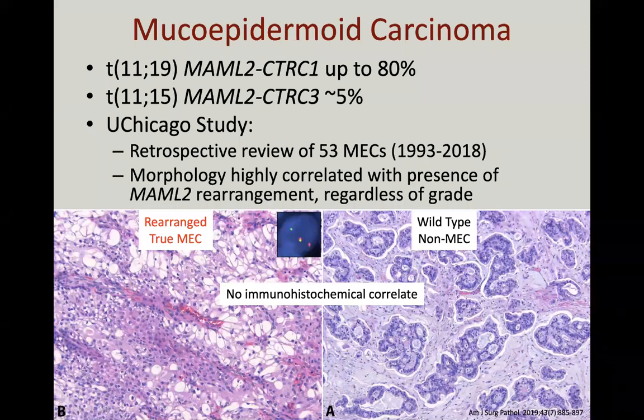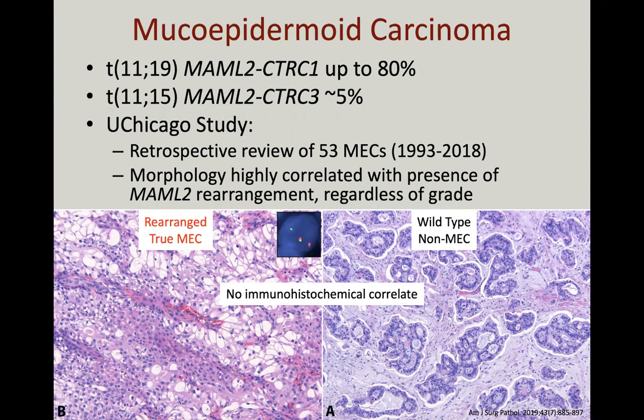Mucoepidermoid carcinoma, as I said before, MAML2 gene rearrangement is highly specific, with the partner being either CRTC1 or 3. Just to toot a little bit of our own horn, we reviewed over 50 mucoepidermoid carcinomas and realized that the morphology highly correlated with the presence of MAML2 rearrangement regardless of grade.